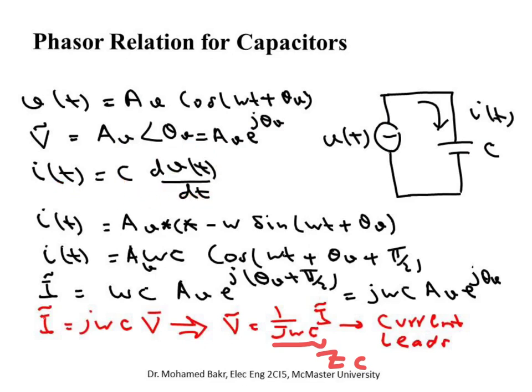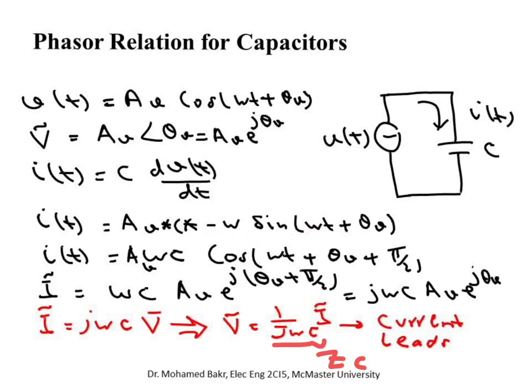So, if you differentiate this relative to t, the derivative of the cosine will give you minus sine, and you have an omega here. Of course, the derivative of cosine omega t plus theta V will give you minus omega sine omega t plus theta V. This is what we have here.